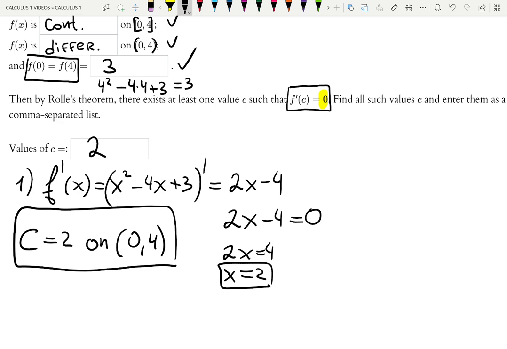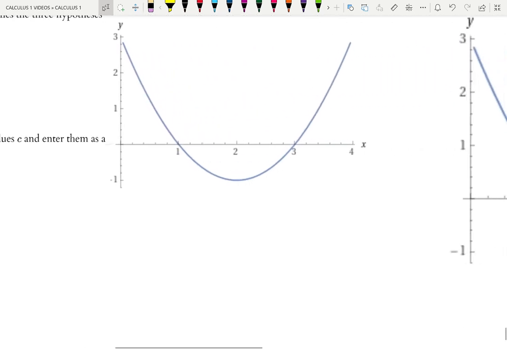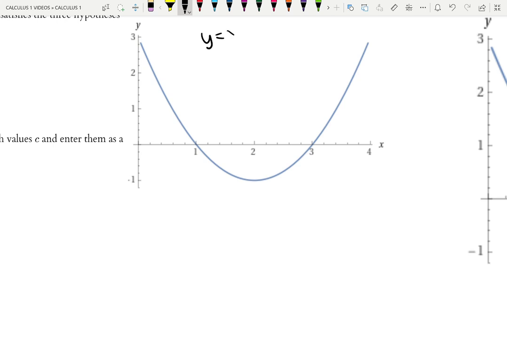For you to understand what we just did and why this is important, I have a graph for you. This is the graph of y equals x squared minus 4x plus 3. We checked that at 0 and 4 we had the same height. We checked that this graph is continuous and differentiable on [0, 4], but continuous should include the endpoints.